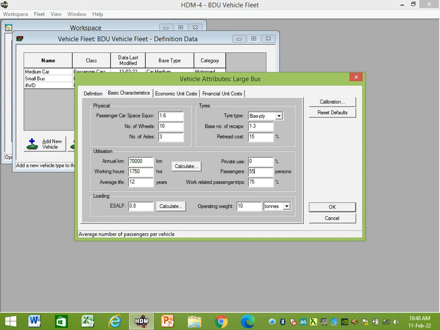So I changed only the passengers. I didn't change anything else.